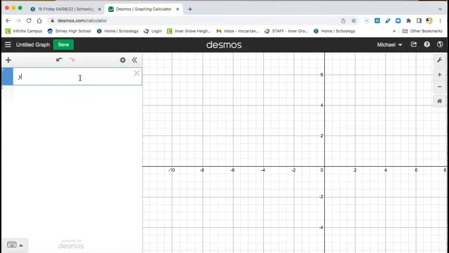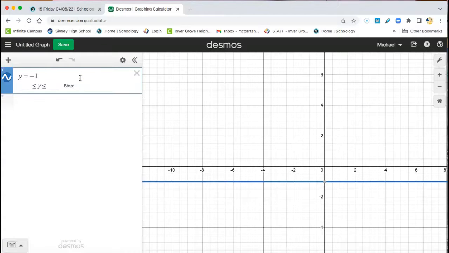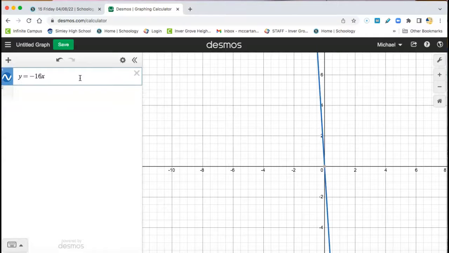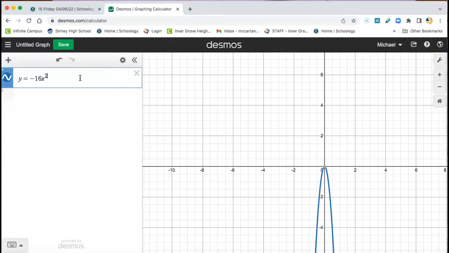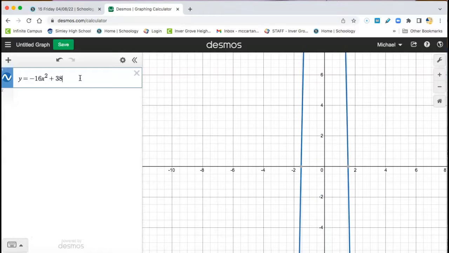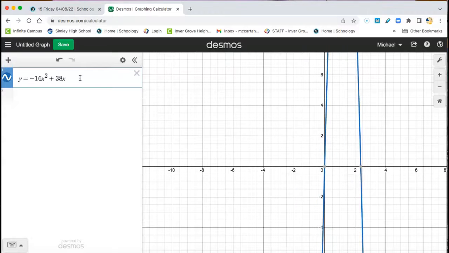So I'm going to put y equals the standard form that we got. Again, negative 16 x squared plus 38 x, don't forget the x, plus 27.